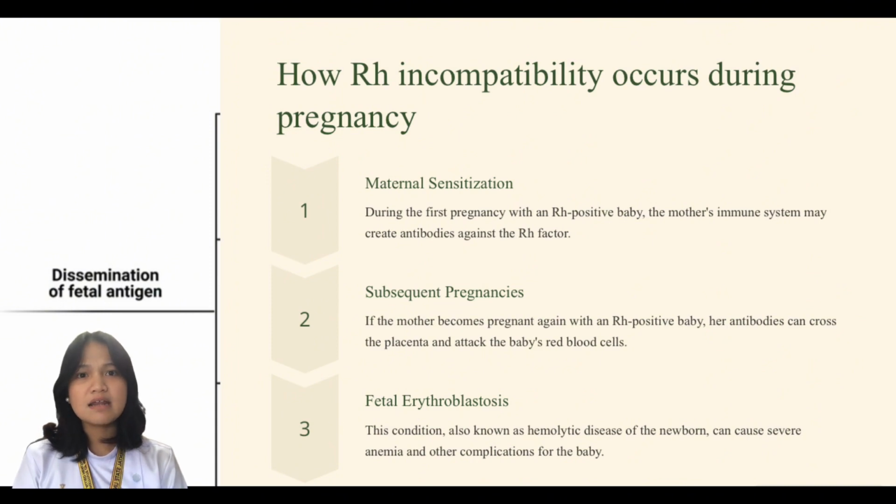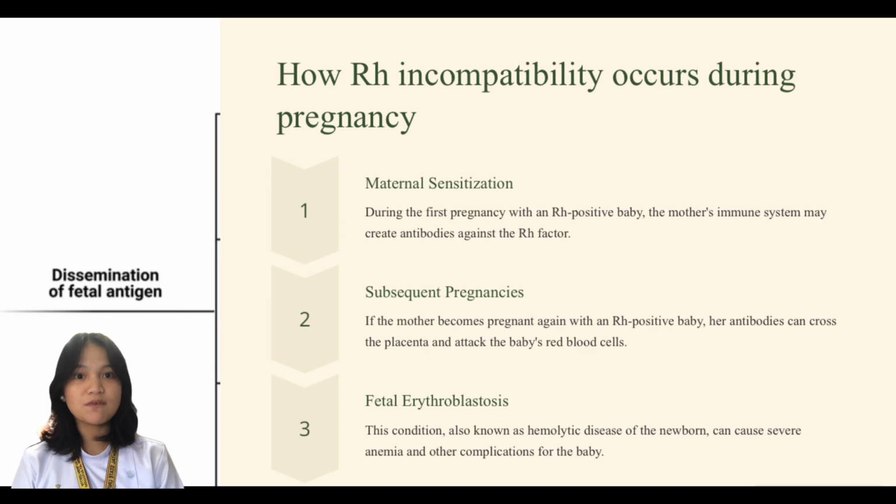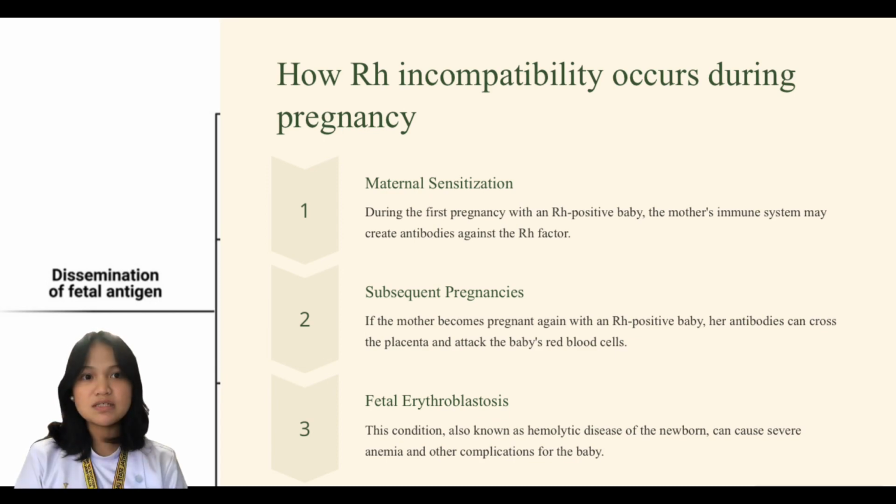So there is an immunological response. During pregnancy, especially during childbirth, or if there is any exposure to fetal blood, the RH negative mother's immune system may recognize the RH positive blood as foreign. In response, the immune system produces antibodies against the RH factor, a process known as sensitization. This initial exposure might not cause immediate issues during the first pregnancy. Still, the problem arises in subsequent pregnancies with RH positive babies, as the maternal antibodies can cross the placenta and attack the red blood cells of the fetus.